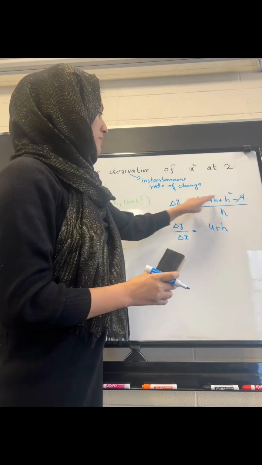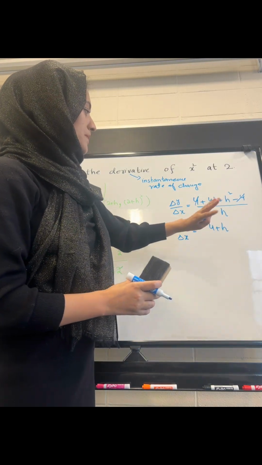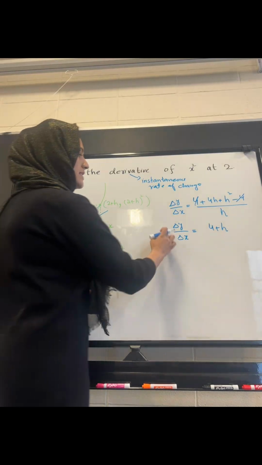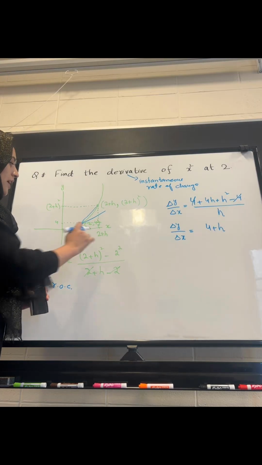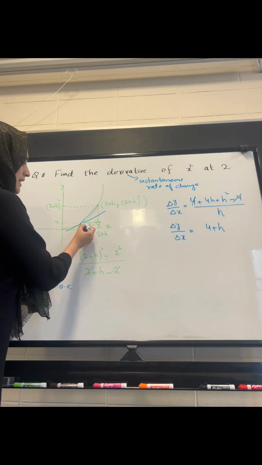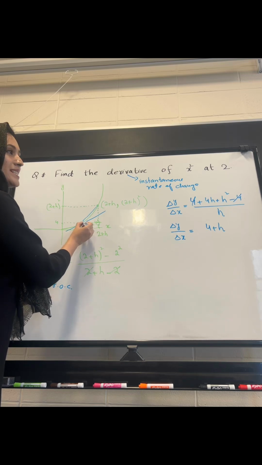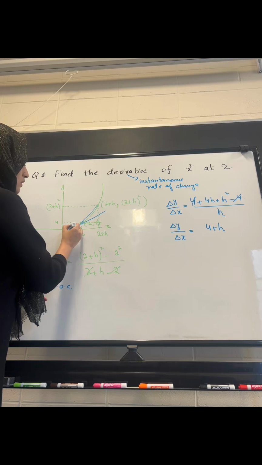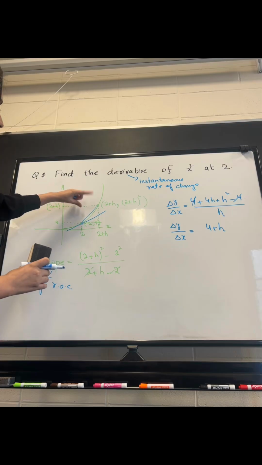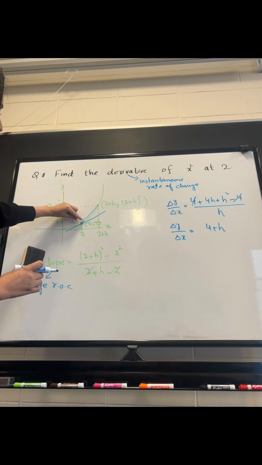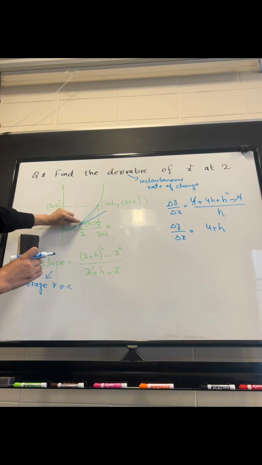We take h common, and this h and that h will cancel out. Now, this is the average rate of change, right? But we are here to find the instantaneous rate of change at this point, which is actually equal to the slope of the tangent at this point. By getting this point closer to this point, we will get the instantaneous rate of change at point 2.